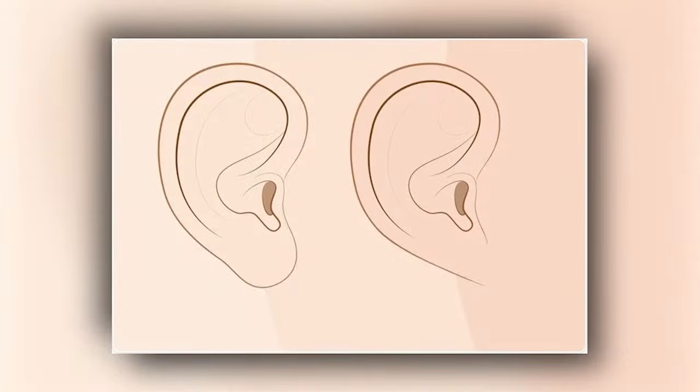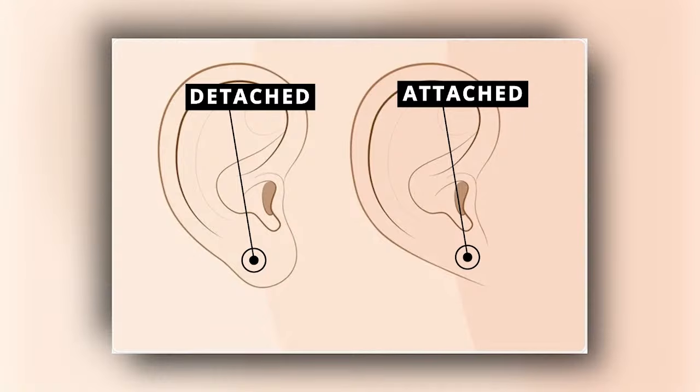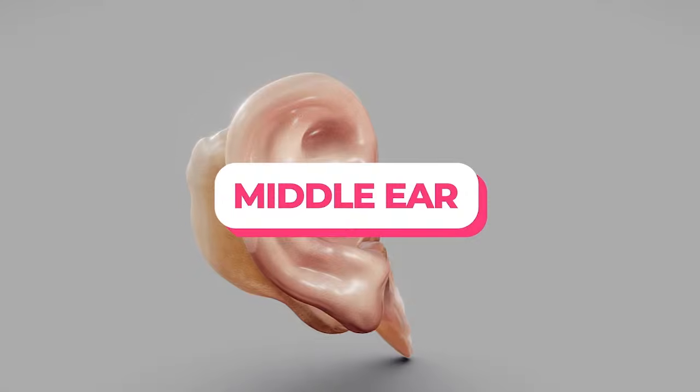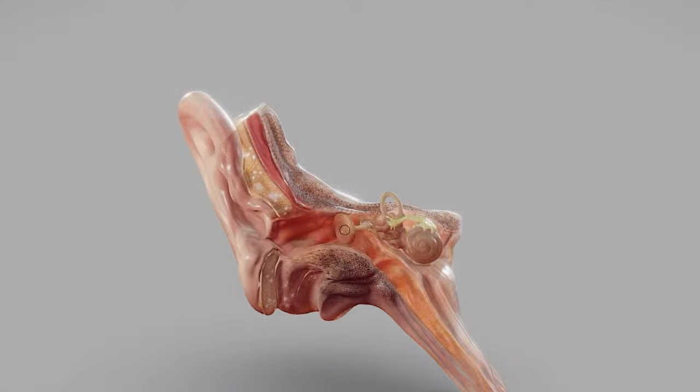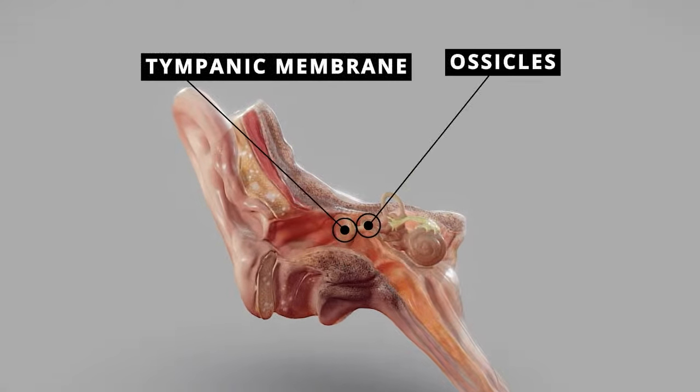The characteristic of having attached or detached earlobes is a commonly cited example of a simple genetic trait. Middle ear. The middle ear has two major components, the tympanic membrane and the ossicles.